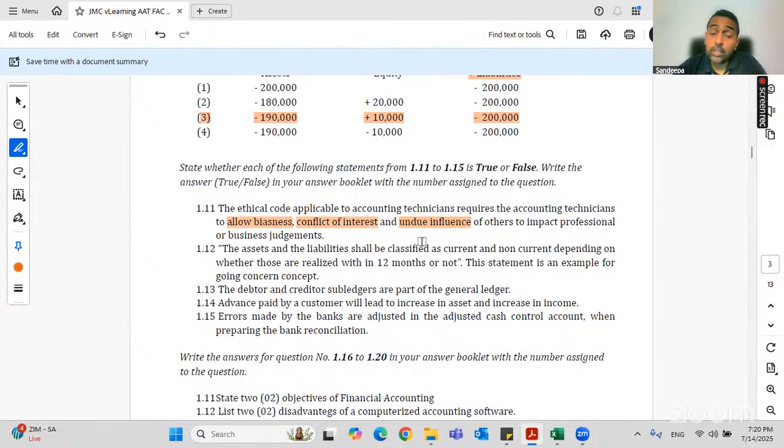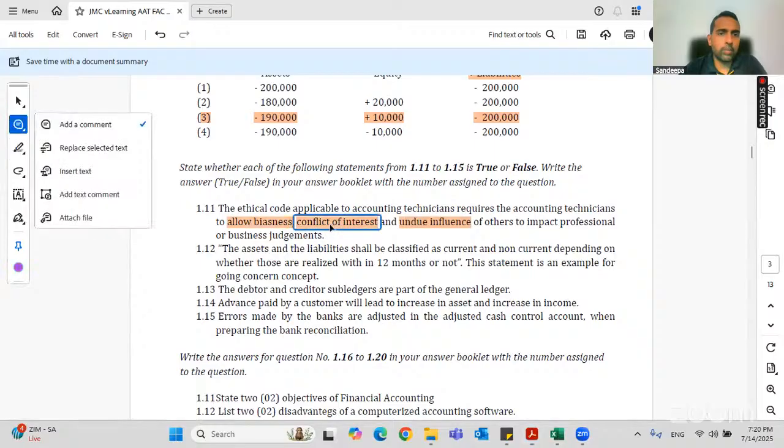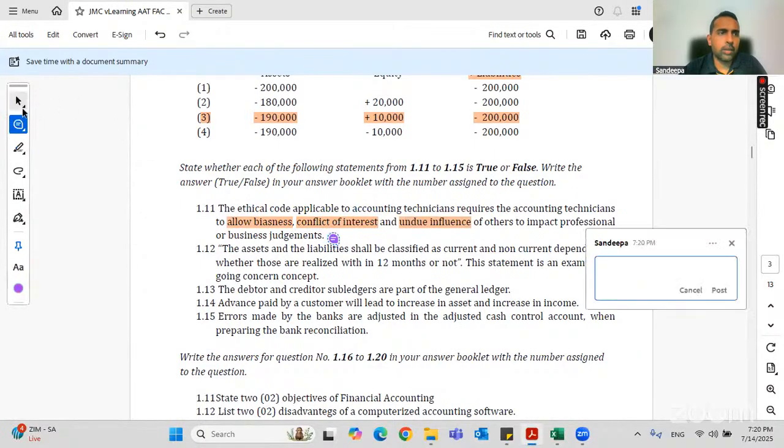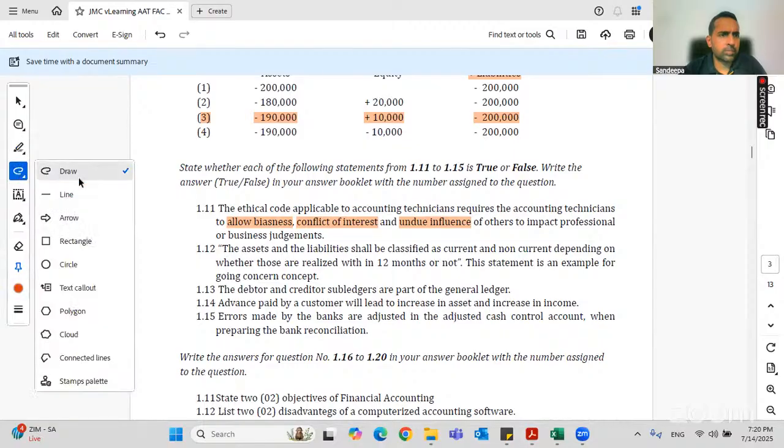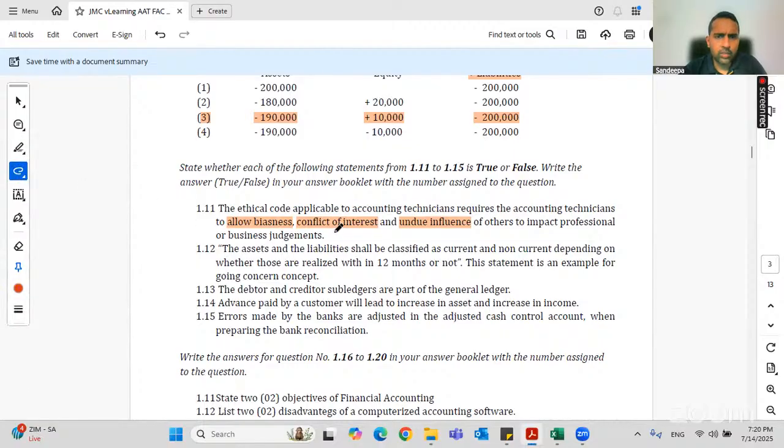Ethical code does not allow bias, or conflict of interest, or undue influence. Therefore, the first statement would be a false statement. First one is a false statement, right? I would put that as a false statement. First one is a false statement. Okay. We'll look at the next one.